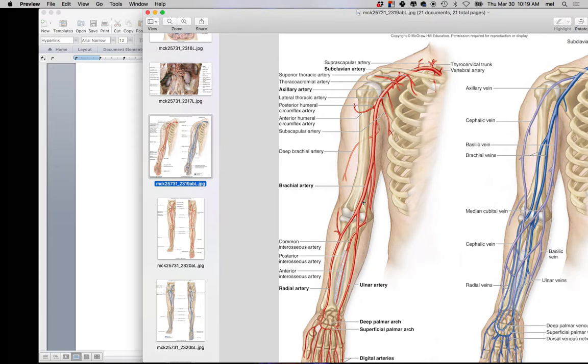Subclavian up there. After it runs into the armpit, it's called axillary, right? After it runs through the arm, it's called brachial. What do you think this vessel is called? Radial. And that one? Ulnar, exactly, right? And the radial and the ulnar form this little anastomoses. They actually form two of them.